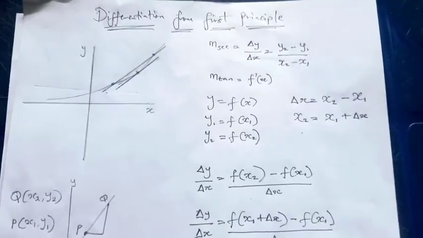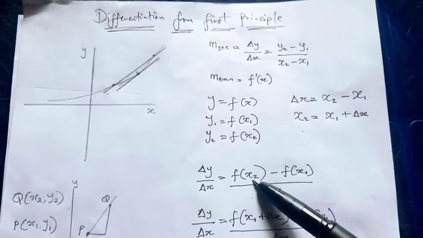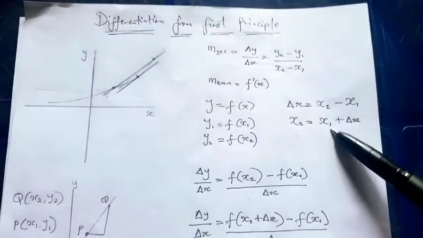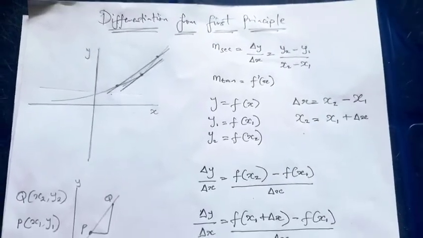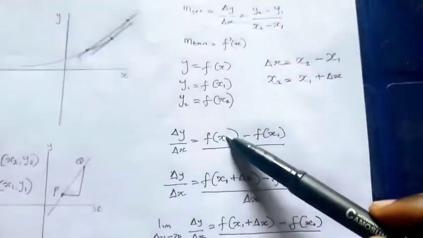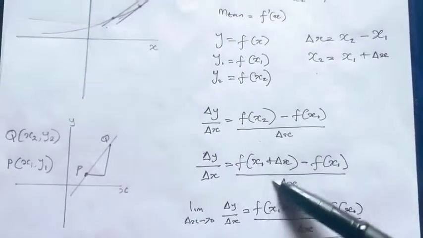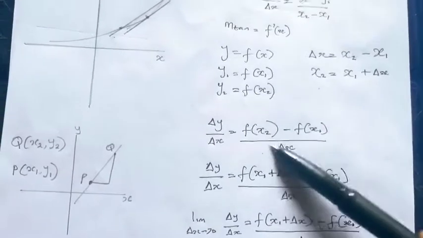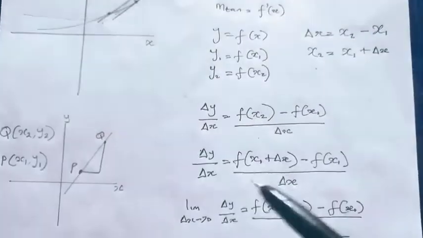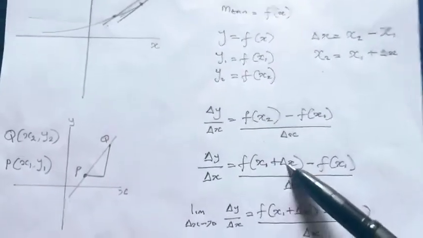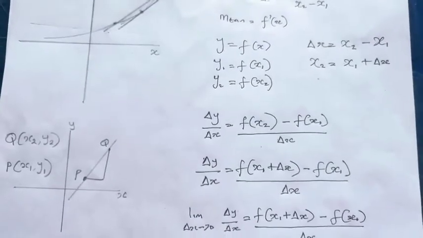Now, for my x2 here, we can see that I made x2 equal to x1 plus change in x. And because of that, I replace it here, which leads me to the second, more simplified form of this particular expression on the right hand side. So we have f of x1 plus change in x, minus f of x1, all divided by change in x.